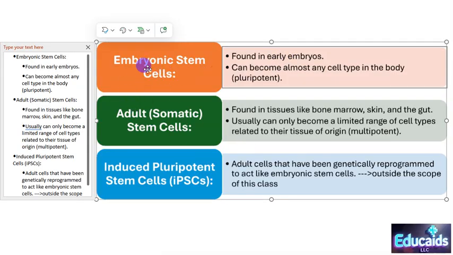Okay. So embryonic stem cells, these are found in embryos, can become almost any cell type in the body. So pluripotent. Adult somatic stem cells, these are found in tissues like bone marrow, skin, and the gut, and can usually only become a limited amount of cell types. So multipotent. And induced pluripotent stem cells, this is outside of the scope of this class, so don't worry about this. If you ever take advanced pathophysiology, worry about this. For the purpose of this class, I only want you to worry about embryonic stem cells and adult somatic cells.